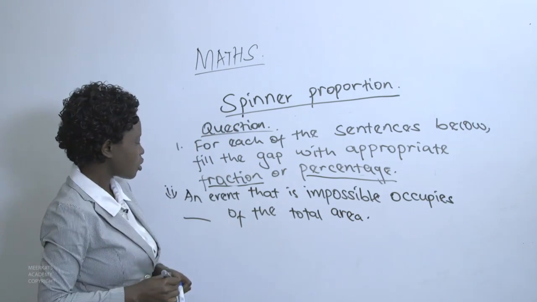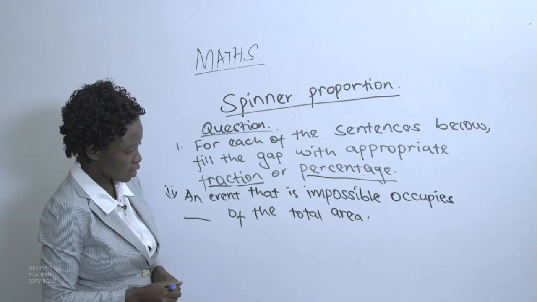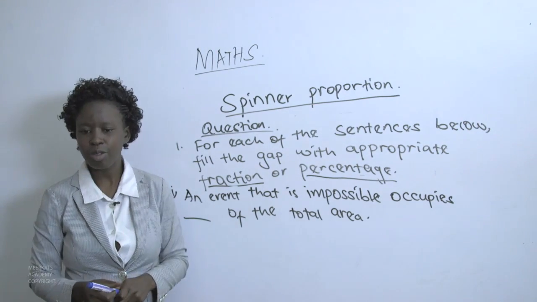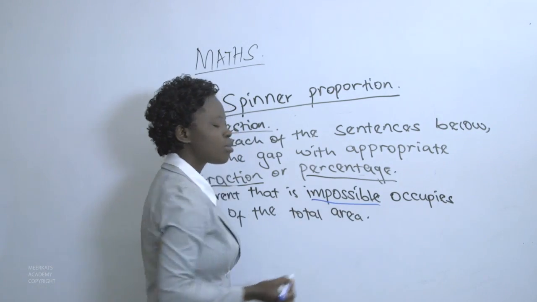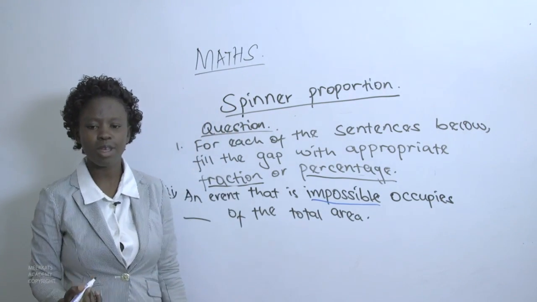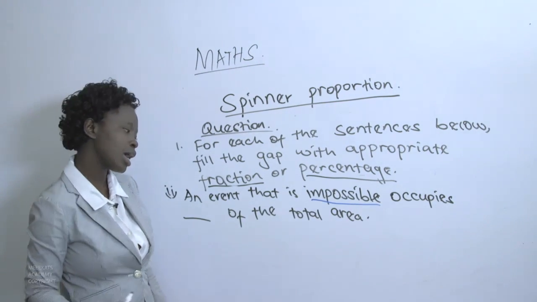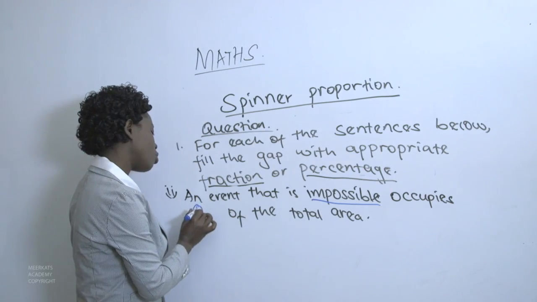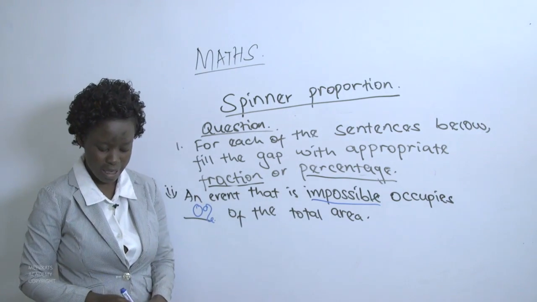So the next question is talking about an event that is impossible occupies dash of the total area. So this is an event that is impossible. Impossible means there are no chances of it occurring. So since there are no chances of this event occurring, we say it occupies 0% of the total area.